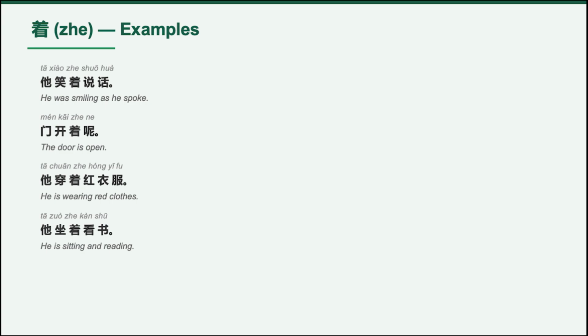Here's another example. 他坐着看书. He's sitting and reading. Both actions are happening at the same time. Very natural structure in Chinese. So remember, zhe focuses on the state, what is still true right now.